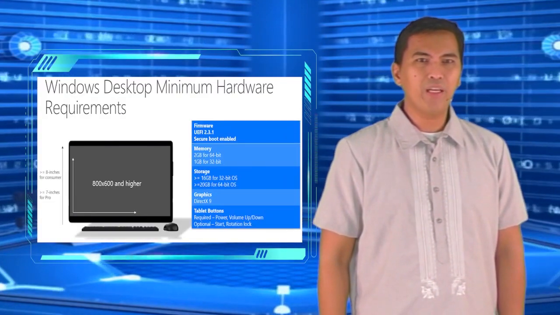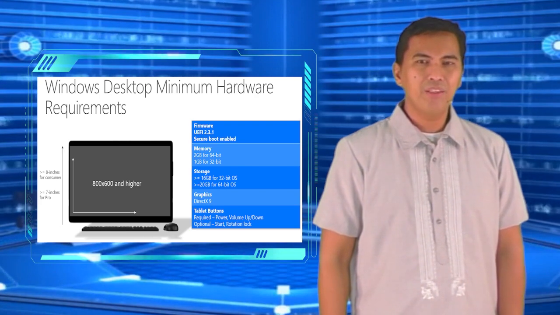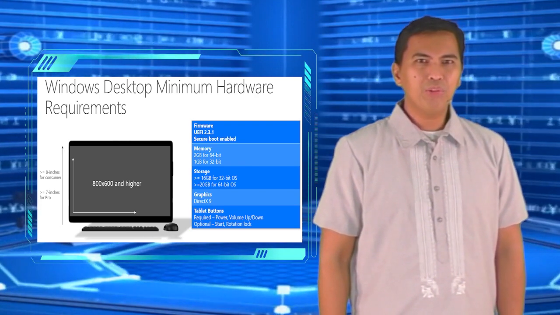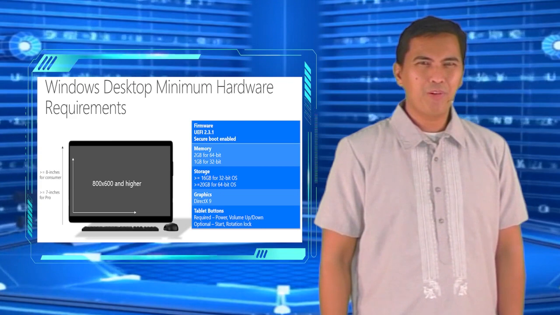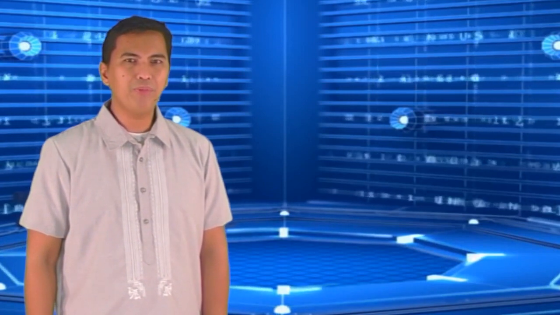Example, Windows 10 has a minimum requirement of 1 GB memory RAM, 32-bit, or 2 GB memory RAM, 64-bit, for it to be installed in a PC. Always remember that operating system is the most important program in your PC, so make sure to turn off or shut down your PC properly to prevent malfunction from happening.